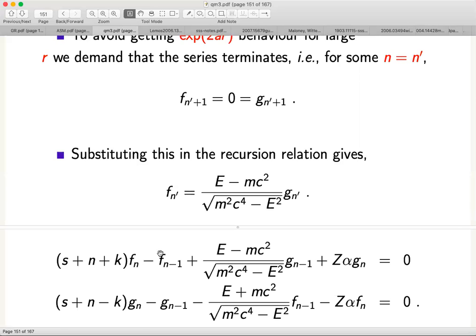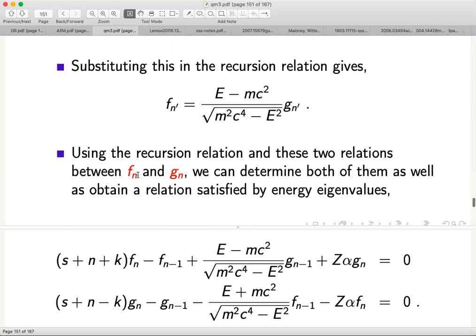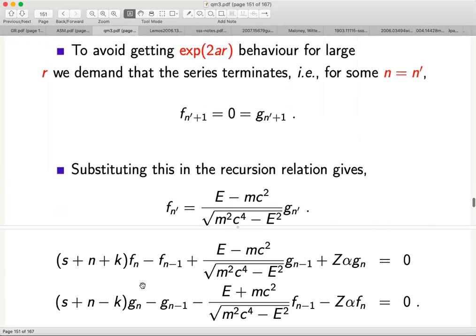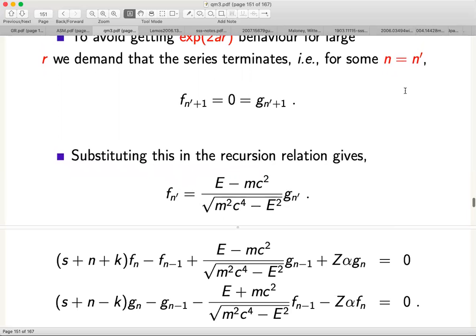I'm not doing that, like n prime is equal to, say, 5, and I'm trying to solve for f3 and use this relation. No, I'm not doing that. If I choose n prime equal to 5, then I'm giving the relation between f5 and g5. That is fine. But for determining f4, f3, f2, f1, and f0, I need a recursion relation that is independent, and that we haven't done yet. Not at all, certainly.